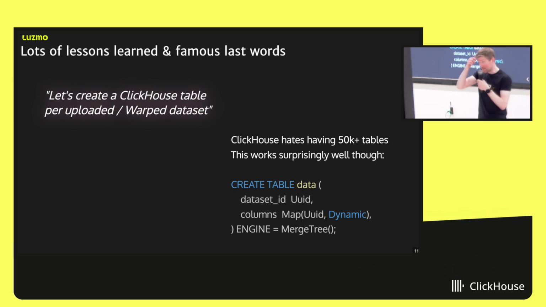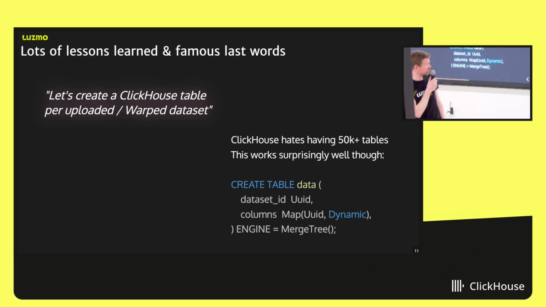Another issue we had is that we thought, let's just create a new table for every data set that a client uploads, because we don't know the structure of a data set that a client brings to us. We only know it when we see the data for the first time. Now, unfortunately, ClickHouse really hates having a lot of tables. So if you have 50,000 or 100,000 tables, the performance can become problematic, and the stability of the cluster can be impacted.